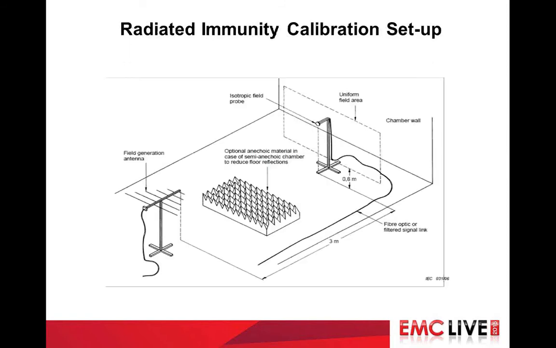This is an example of the calibration setup inside a chamber. The field generating antenna or transmitting antenna is located 1 to 3 meters away from the EUT. The field uniformity area is determined based on the EUT's physical size. An isotropic field probe is used to measure the field strength. Optional absorbers can be used on the floor to reduce the signal reflection.